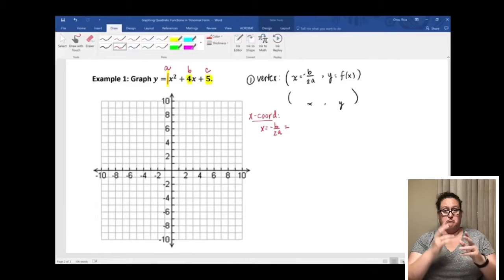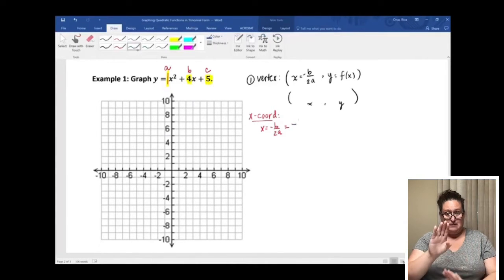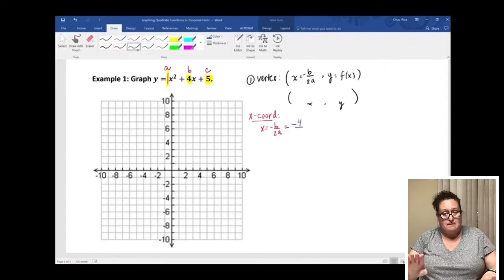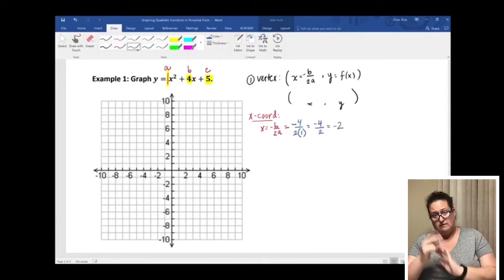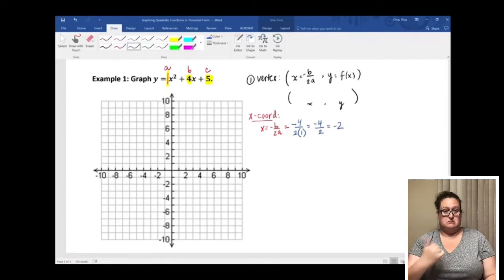Take those numbers and plug them in. Negative b, which is 4, divided by 2 times a, which is 1. Negative 4 divided by 2 times 1 is 2. Negative 4 divided by 2 is negative 2. So now we know that the x coordinate of our vertex is at negative 2.